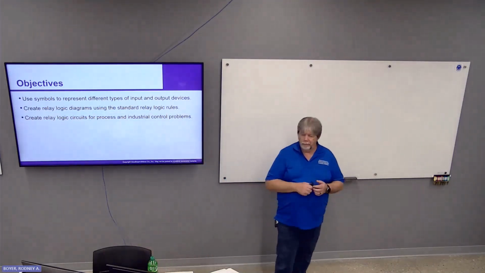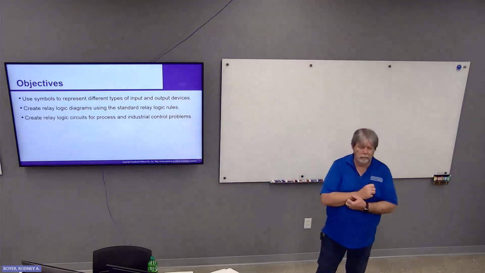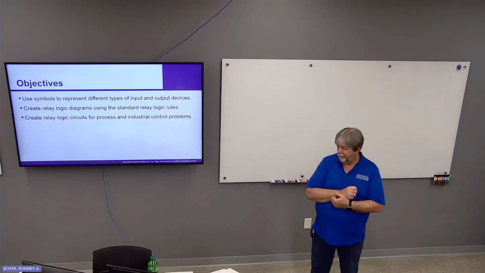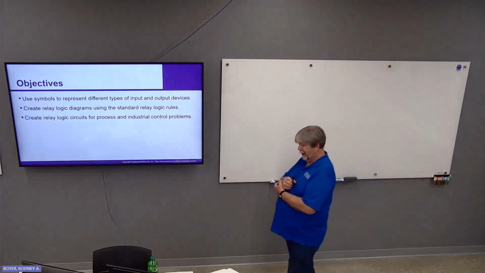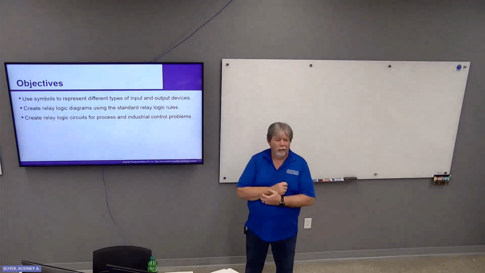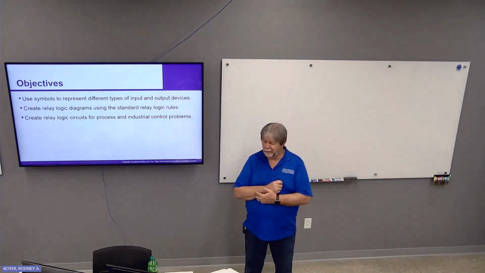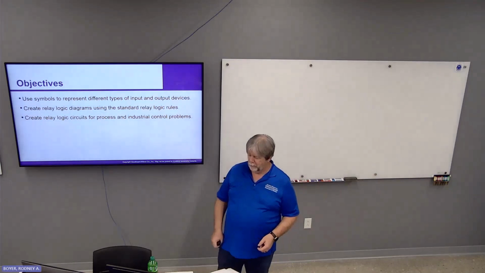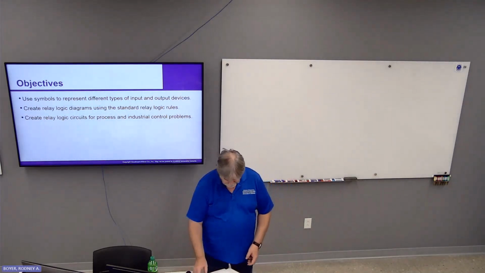Objectives in this chapter are pretty straightforward. This slideshow is only like 11 slides long, including the title page. So there's a whopping 10 slides worth of information here. But our objectives are going to be to use symbols to represent different types of input and output devices.